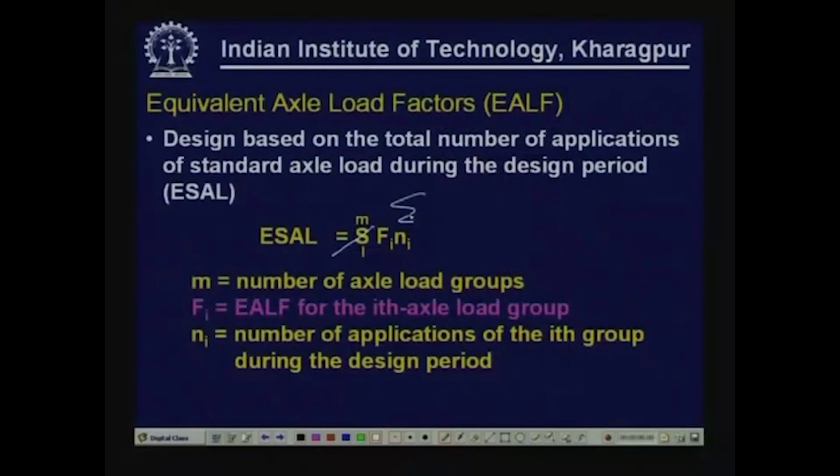Where M is the number of axle load groups, Fi is the equivalent axle load factor for the ith axle load group, Ni is the number of applications of the ith group during the design period.